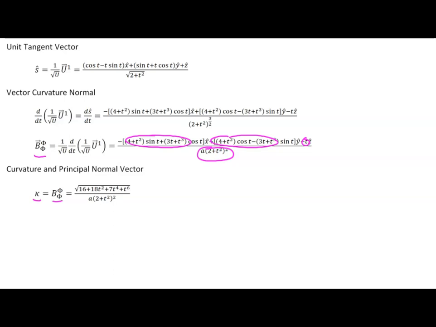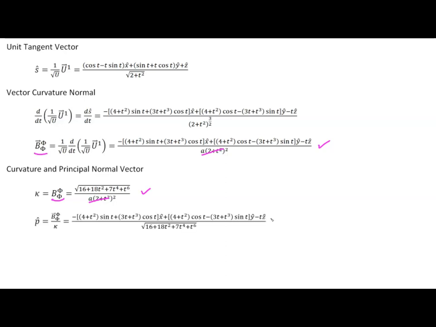Okay then, finally the principal normal is just going to be this vector curvature normal divided by its own magnitude here. In other words, we just need to divide this expression by this one. And in the process, these two factors will cancel out, and the result we're looking for is going to be this. So this is the principal normal. It's a unit vector that points in the same direction as our vector curvature normal.